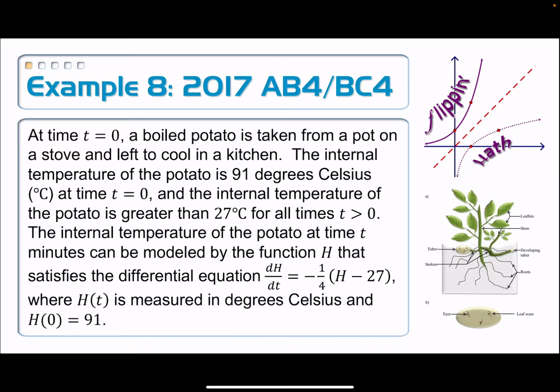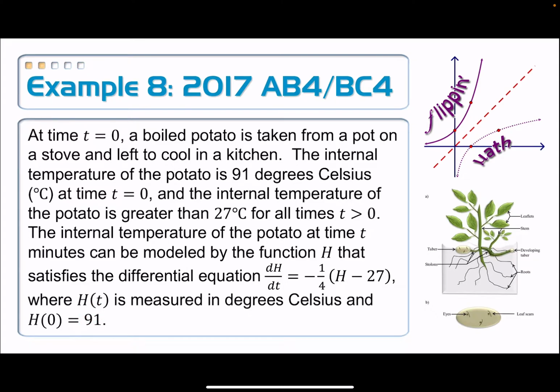Anyway, the internal temperature of the potato at time t minutes can be modeled by the function h, which we don't know, that satisfies the differential equation dh/dt is equal to negative 1/4 times (h minus 27), where h of t is measured in degrees Celsius and h of 0 is equal to negative 1. Negative what? h of 0 is equal to 91. You can see how I could be tricked into thinking that's negative 1.